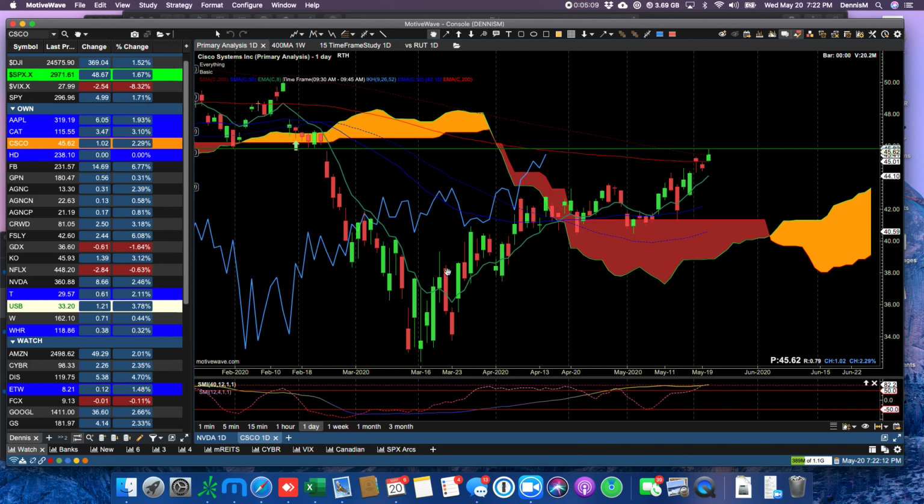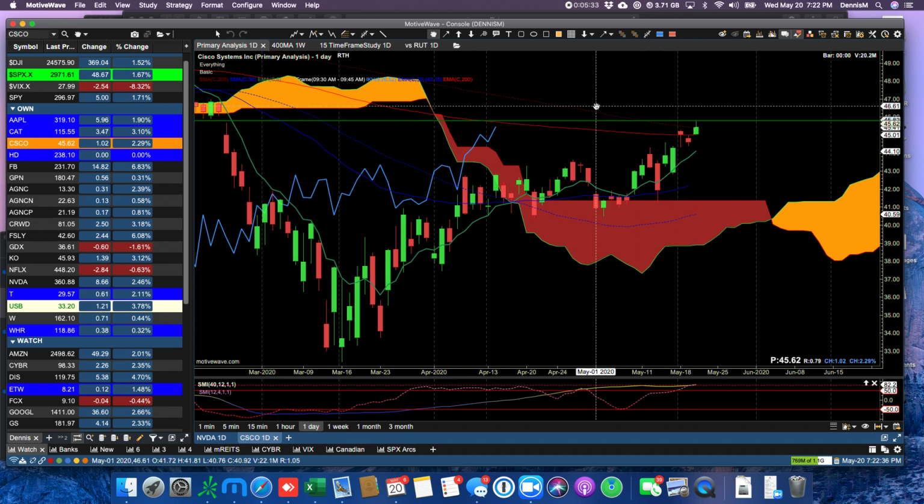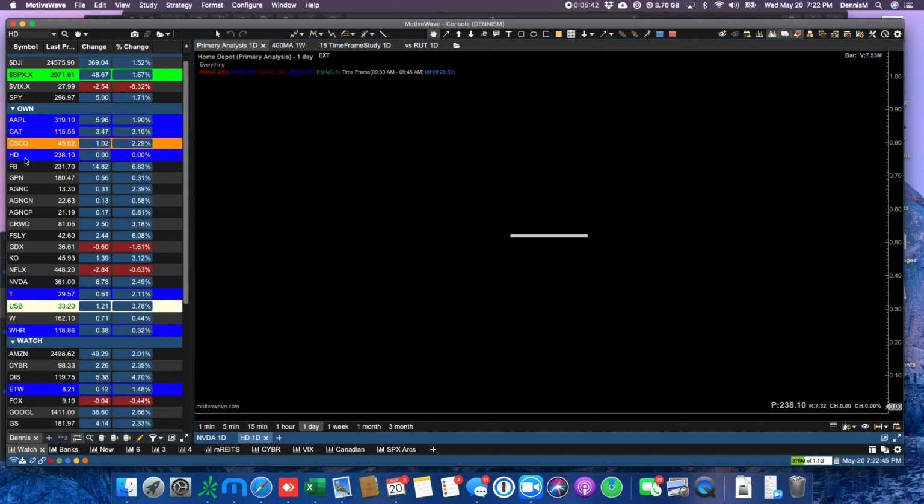CSCO, we haven't looked at in a while, but it was up $1.02, and look where its high today was. Pretty much the Chikou span hitting the 200 and being brought back down. Definitely overbought here on the stochastics. Stopped at the 200 SMA. So yesterday it was the 200 EMA. Today it's the 200 SMA. A break above that. This is an affordable stock, $45. I believe it has a dividend. So definitely one you want to keep an eye on and maybe stock up on.